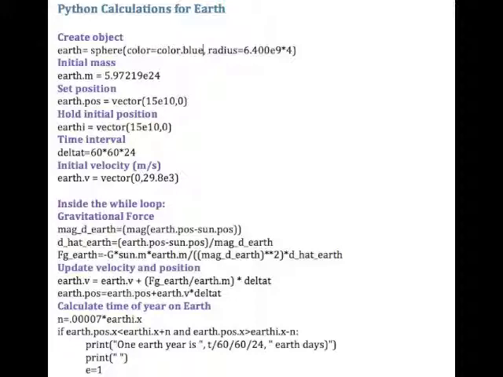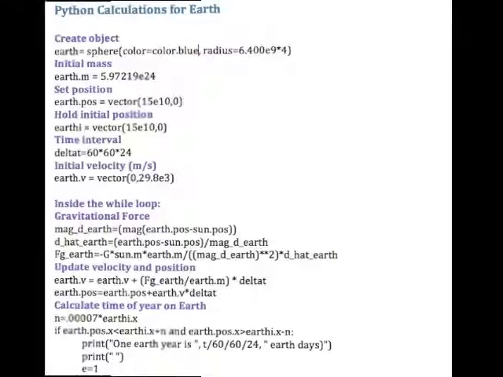Then I use its original position and see when the new position is close enough to the original position to be counted as a full orbit. When that happens, it'll print out how many days the orbit was to the shell. These calculations were done for each planet.